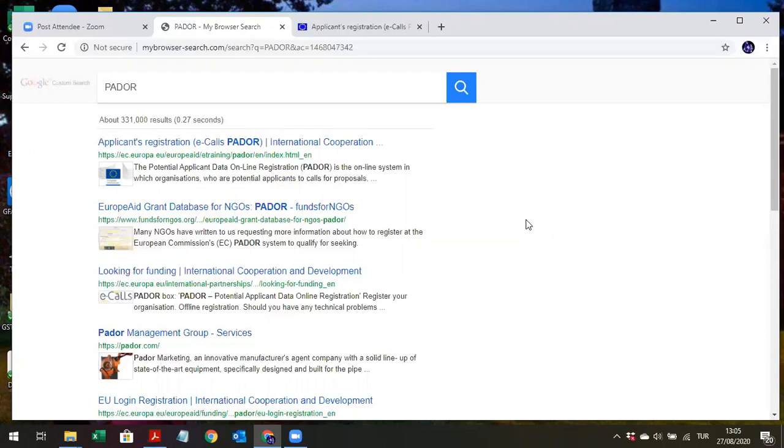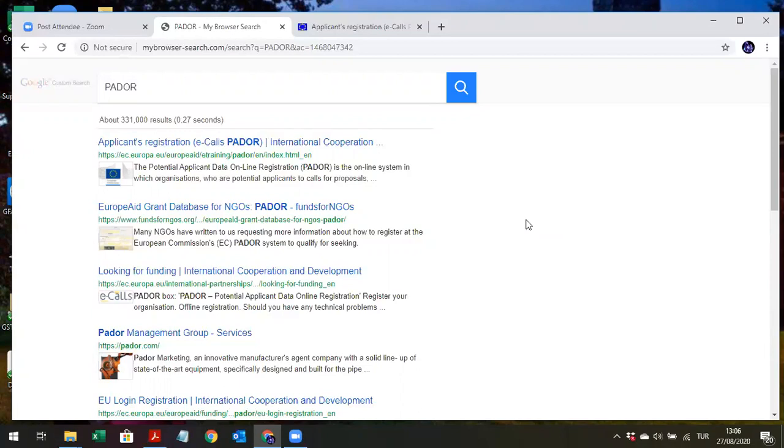PADOR is the Potential Applicant Data Online Registration. All the applicants, especially in this stage, whilst you are preparing your concept notes, before the deadline, all the lead applicants are obligated to have the registration to PADOR. For the co-applicants, it can be until the submission of the full application form. So we advise you to have your organization registered well before the 16th of October, especially if you are going to submit a proposal as a lead applicant.